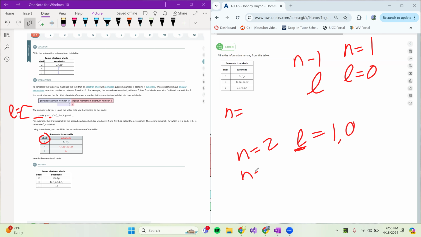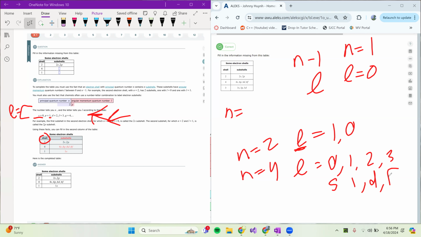For another example, let's say n is equal to 4. L is equal to 4 minus 1, which is 3. So you get all of the angular momentum quantum numbers up to 3: 0, 1, 2, 3. And the code that they show you here is S being 0, P being 1, D being 2, and F being 3. Then you can write all of that in the subshell that they show you for S, P, D, F.